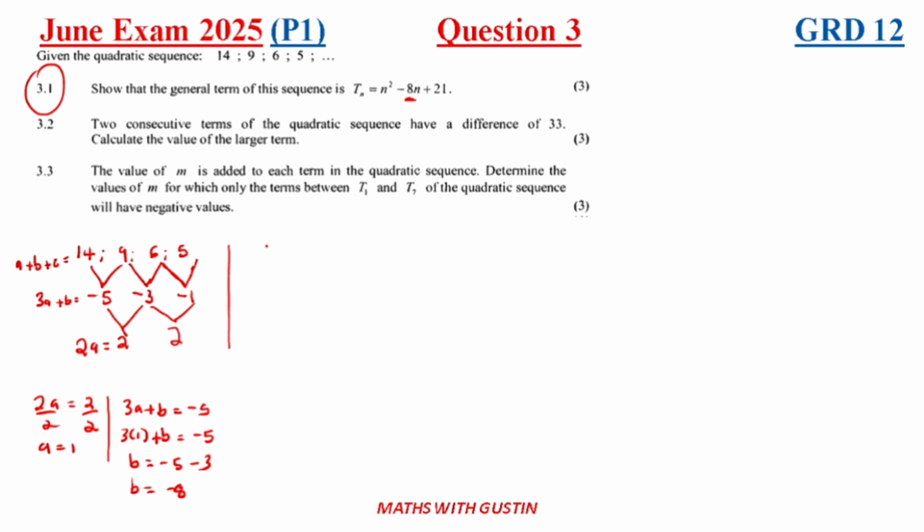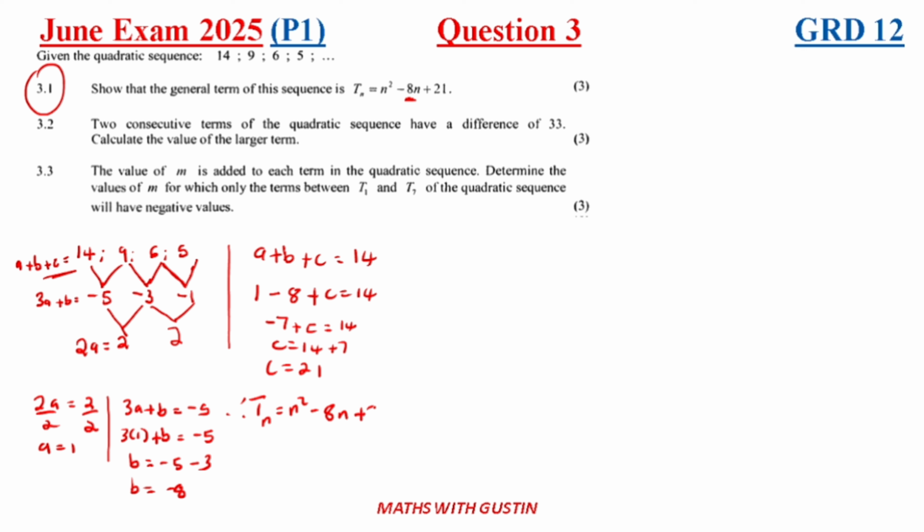Right, let's go ahead and find c, as given by this formula here. Right, so therefore a is equals to 1, b is equals to minus 8, plus c is equals to 14. So therefore here we're going to have what? Minus 7 plus c is equal to 14. So therefore c is equals to 14 plus 7, which is equal to 21. Right, great stuff. So therefore our formula will have to be tn is equals to n squared minus 8n plus 21. As the way they want it to be here.